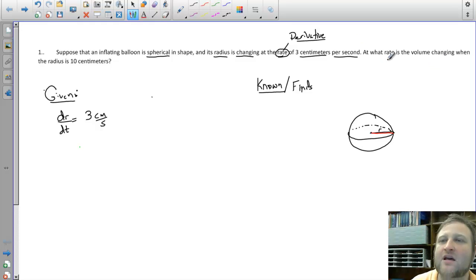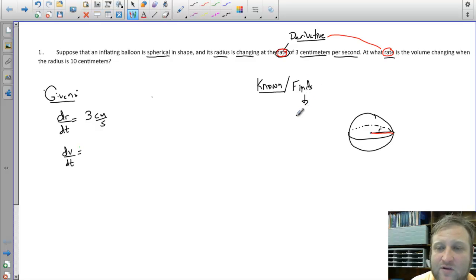So let's think about this. Notice here this term rate pops up again. We'll identify these rates in red so we can see them. Every time we're thinking rate, again, we're thinking derivative. But now this rate is changing with respect to the volume of the sphere itself, the balloon itself. So we're going to call that rate of change dV over dt. And that's going to be changing, and we are looking for it. So that could be part of our find.